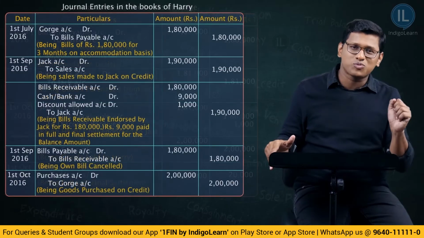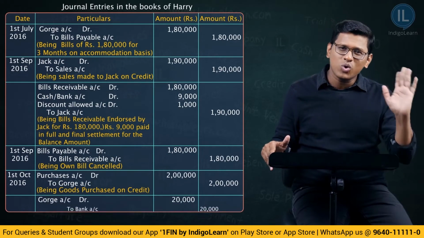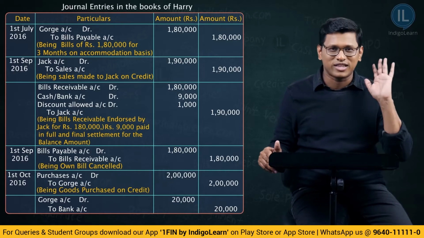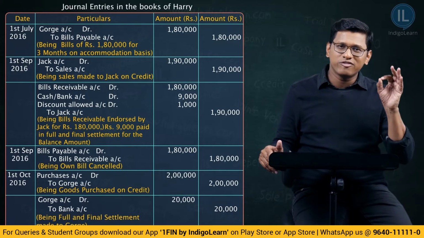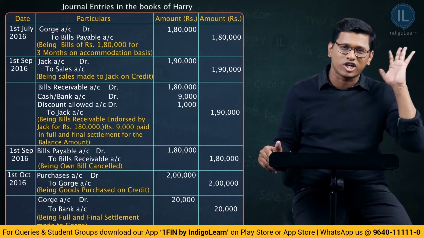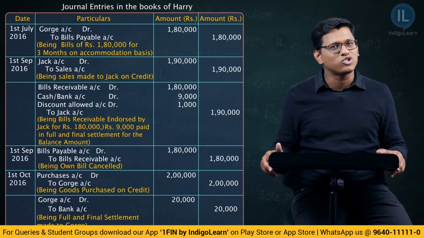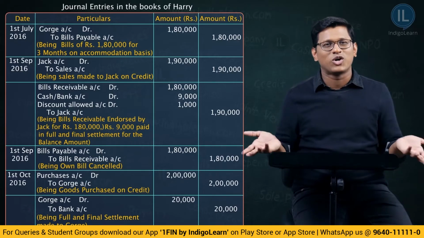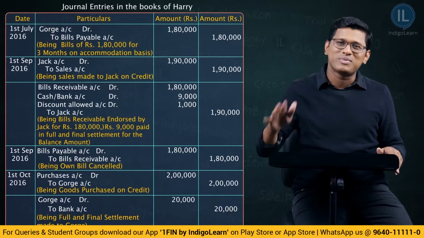Now, come to Harry's books. George's account debited to cash or bank 20,000 rupees. Being full and final settlement made to George. That's all. This is what you need to know regarding accommodation bills.